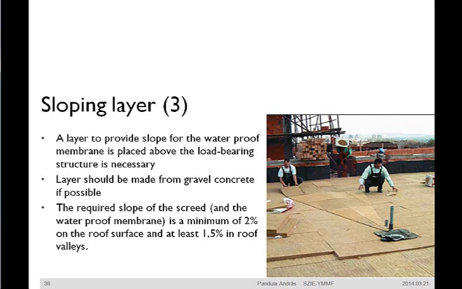If we are using a lightweight concrete layer or stepped thermal insulation to create the screed, we should know that they are vulnerable in respect of vapor diffusion. Therefore, special attention should be paid to moisture and vapor control of the roof structure. The required slope of the screed is a minimum of 2% on the roof surface and at least 1.5% in the roof valleys.